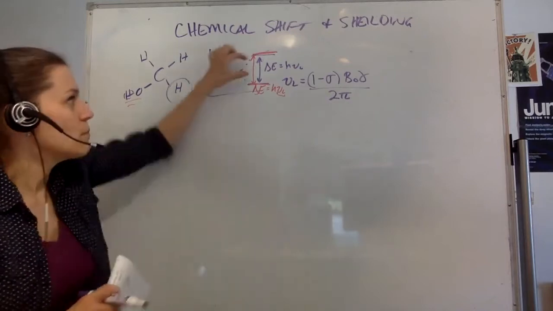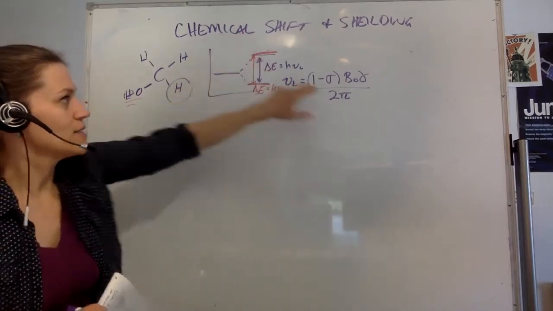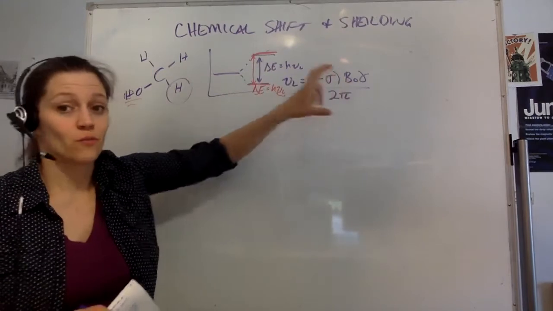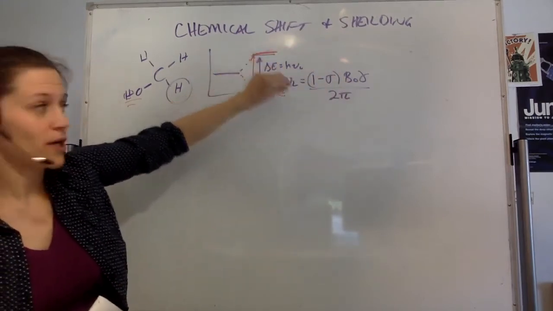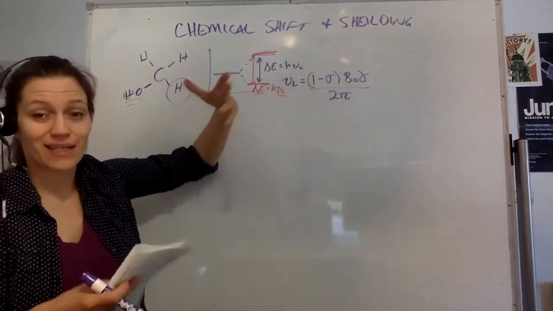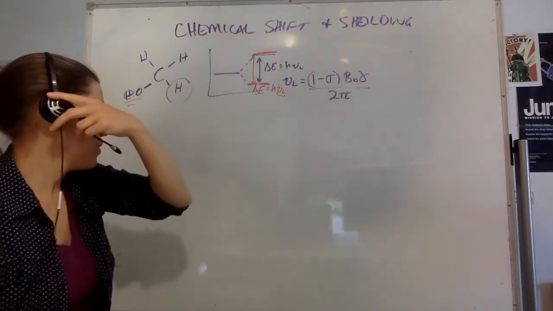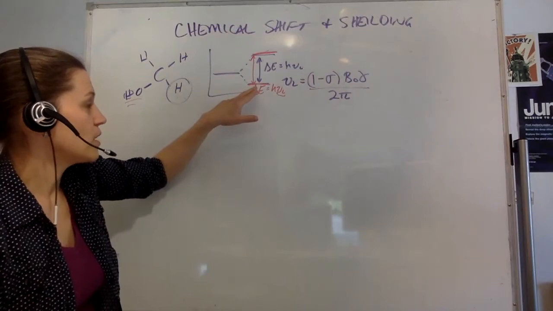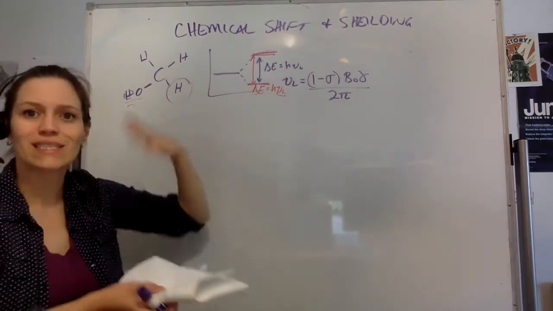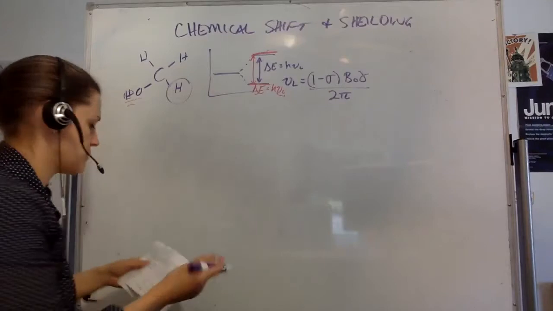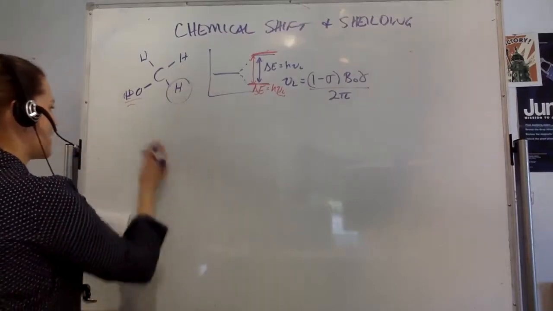Okay, but this spread is dependent on B0. So if you have a weak magnetic field, this won't be very separated. If you have a strong magnetic field, like 10 to 20 Tesla, it's going to be much bigger. So what we want to do now is figure out what standard we are going to measure everything with respect to. In comes tetramethylsilane.